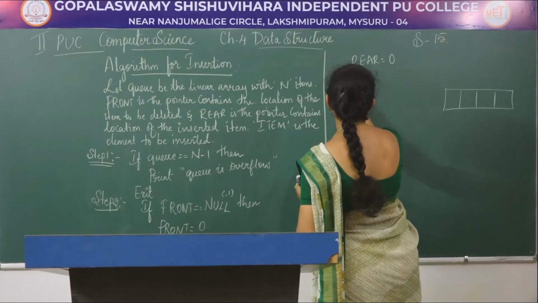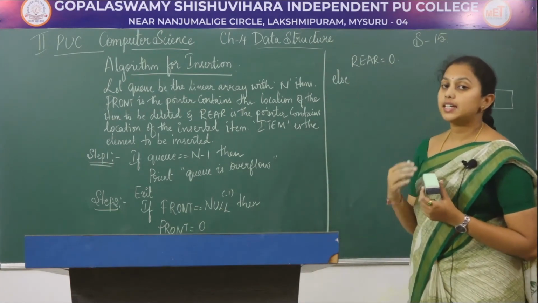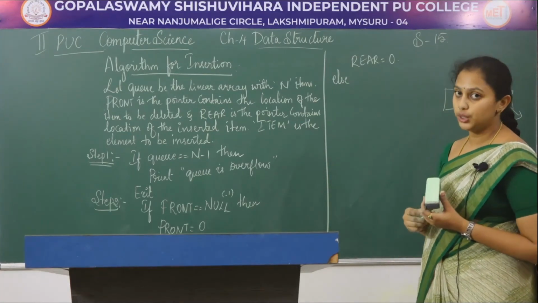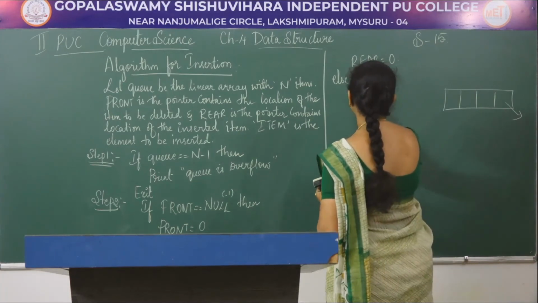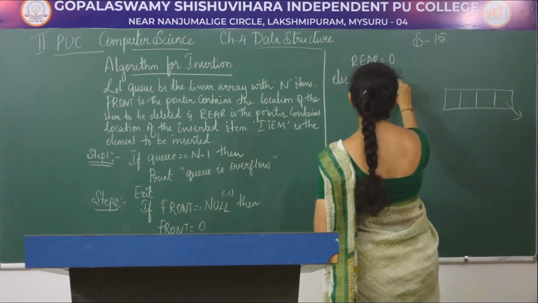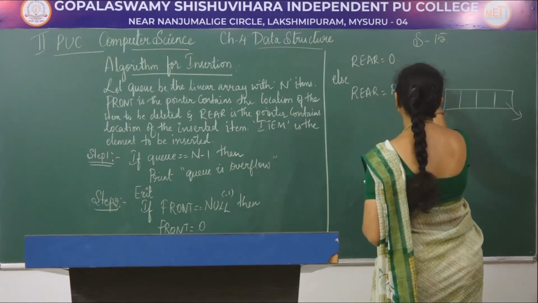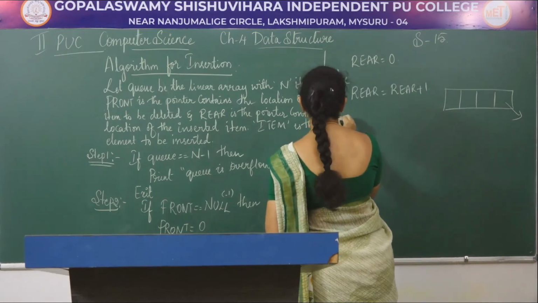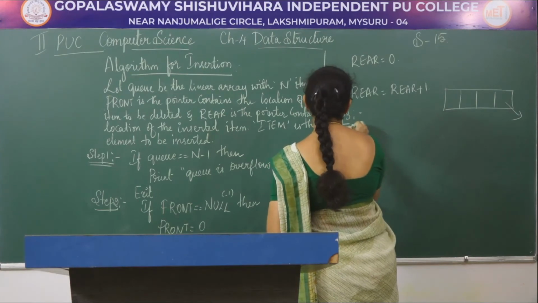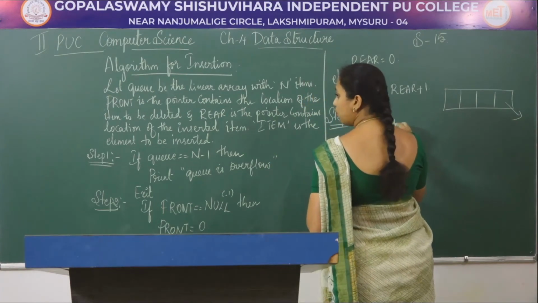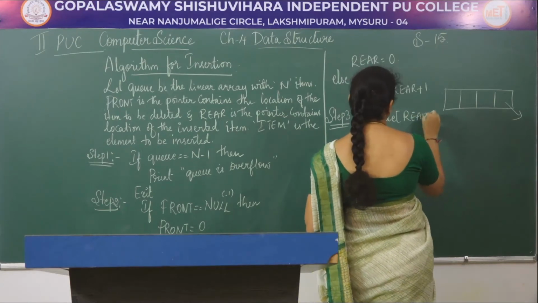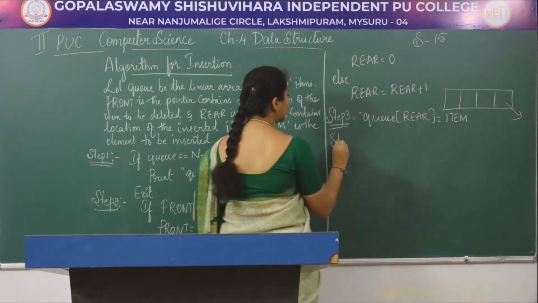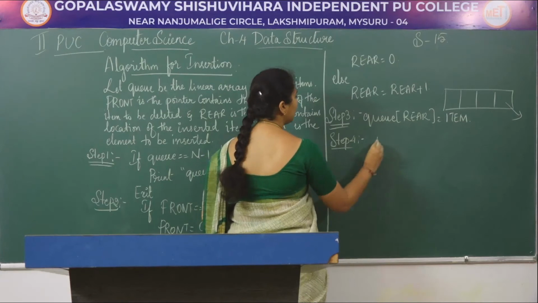Else, if the queue is not empty, then we can insert an item into the queue at the rear end by incrementing the rear pointer by 1. So rear is equal to rear plus 1. At the end of the queue we are inserting an item, that is Q of rear is equal to item. After inserting an item into the queue, we return from the queue.